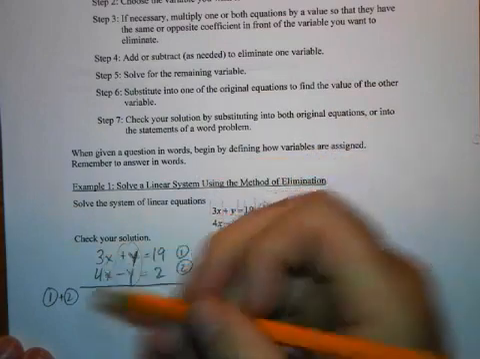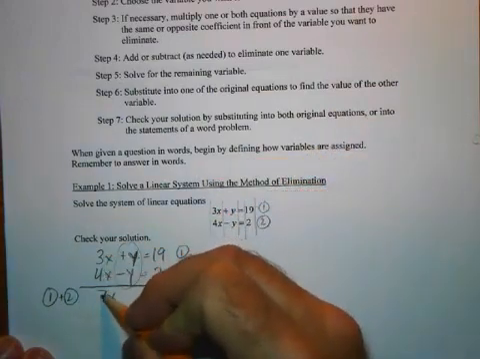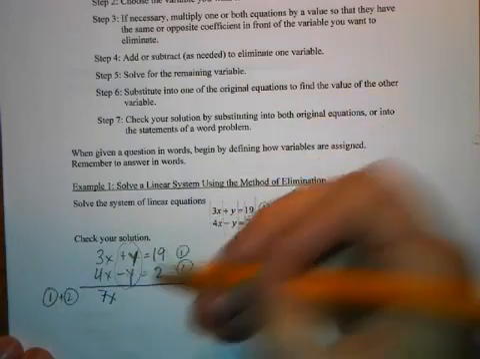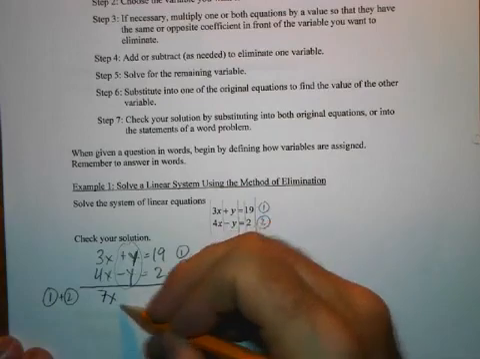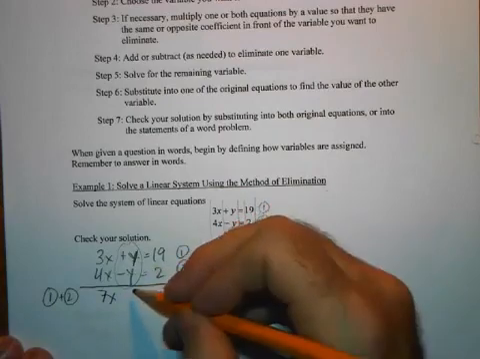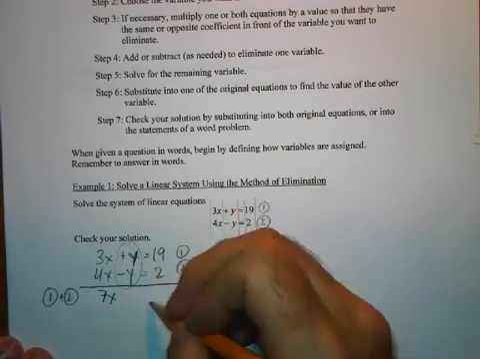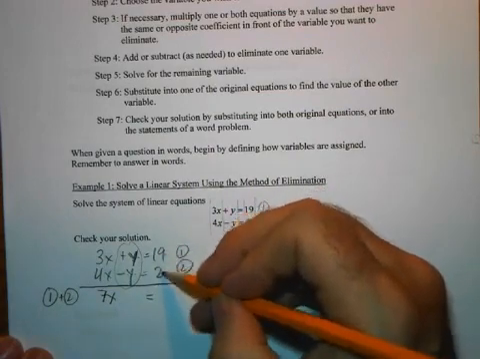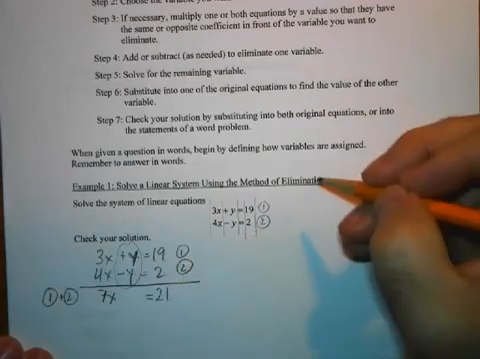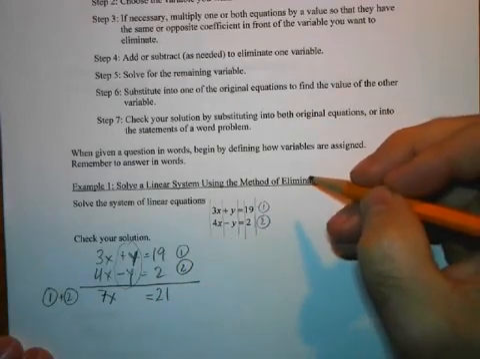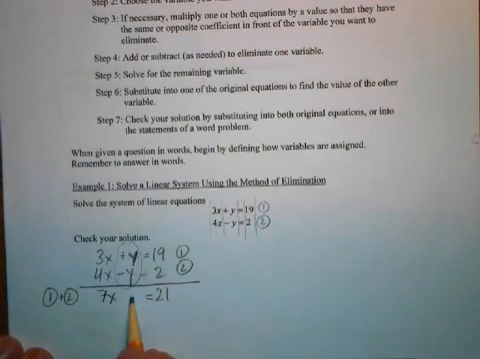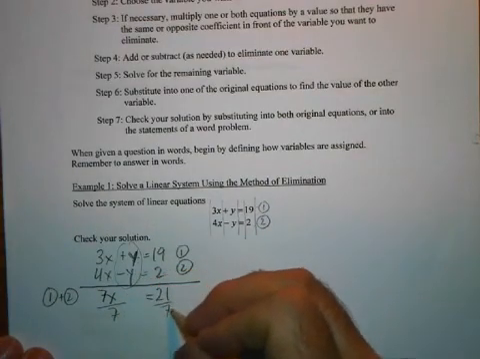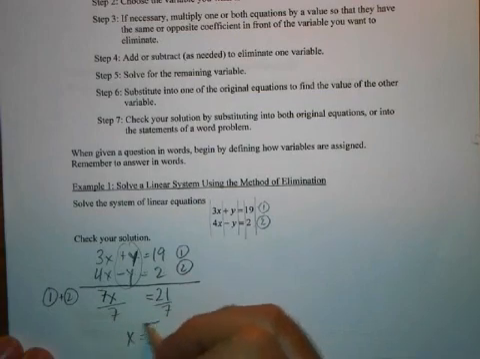So 3x plus 4x is 7x. Plus y plus negative y, that's 0y. If it gets rid of the variable, just leave it blank. Okay, 0y is the same thing as nothing. And then I put my equals, and then I add these 2 together. 19 plus 2 is 21. Okay, and you can see it got rid of the y. Now to get x by itself, just divide both sides by 7, and I have x equals 3.